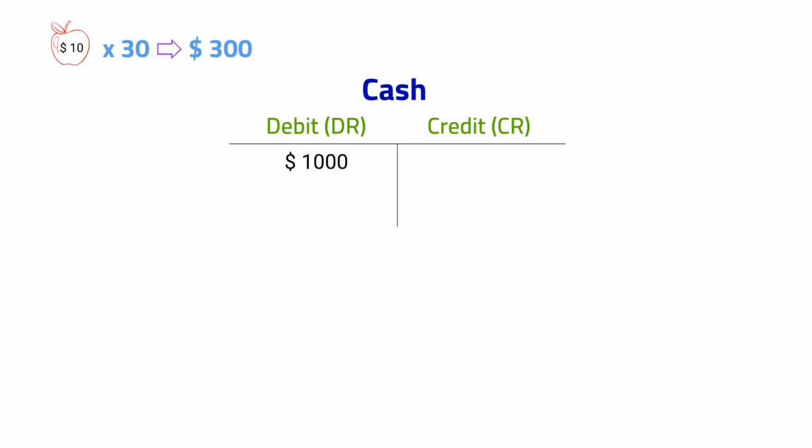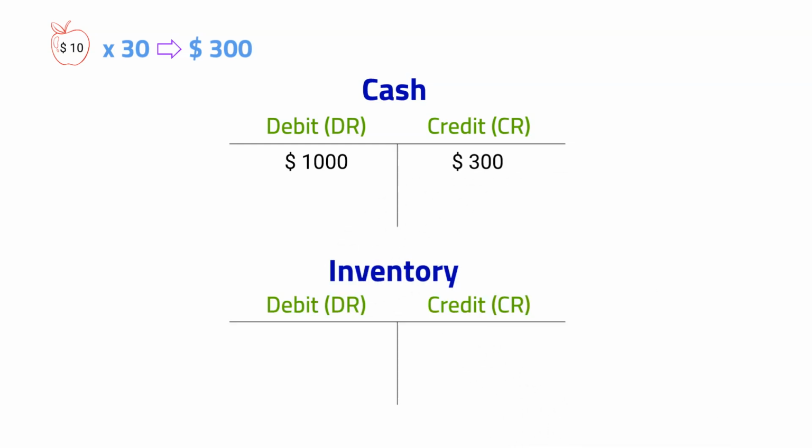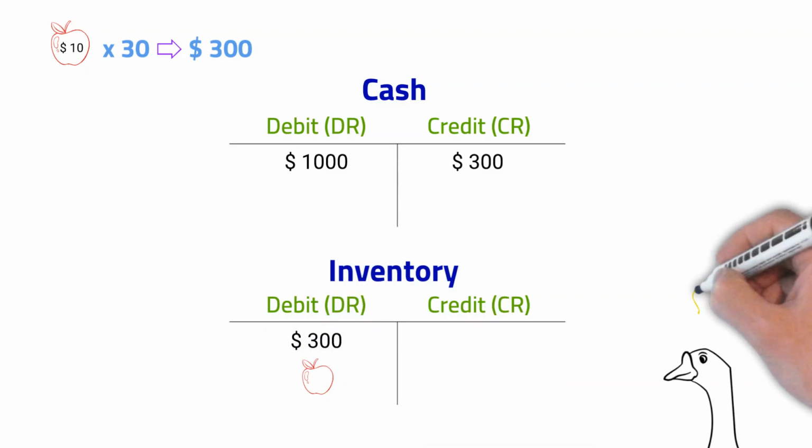Now let's buy 30 apples for $10 each. For that we spent $300 in cash. Decrease in cash means credit entry. We now put $300 on the right side of the T account for cash. But we get apples instead. So we set up a T account for inventory and record inventory there, on the left, as a debit. $300 of apples.